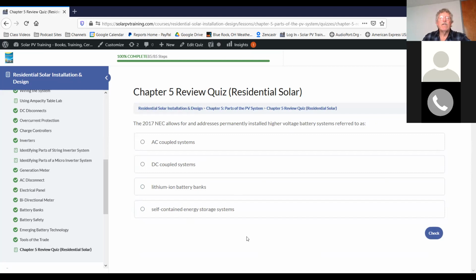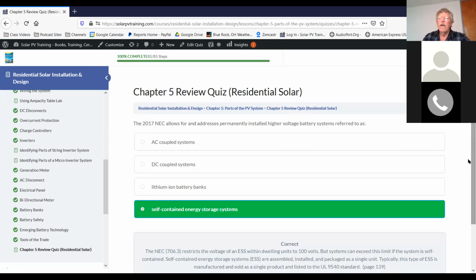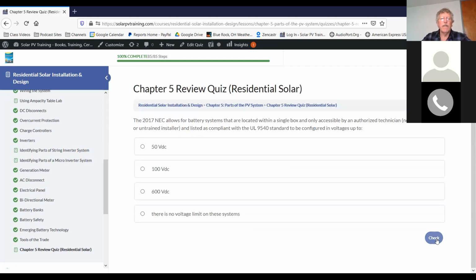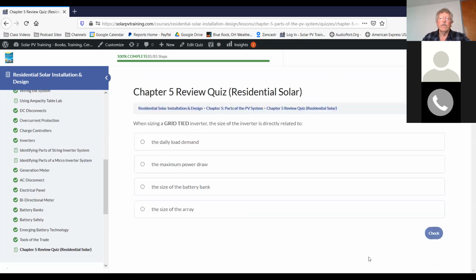The 2017 NEC allows for and addresses permanently installed high voltage batteries, referred to as self-contained energy storage systems. We used to say there was a limit of 50 volts for batteries within a building, but the NEC changed in 2017 to say, if you've got a self-contained system, you can go up to 100 volts. And if that cannot be accessed by the homeowner, if it requires a technician, then it can go to unlimited voltage. That was basically a response to companies like Tesla, who wanted their Powerwalls to be able to go to 600 volts to be compatible with the panels. The 2017 NEC allows for battery systems located within a single, so this is basically what I was just saying. It's unlimited if the homeowner cannot access any of the terminals in there.